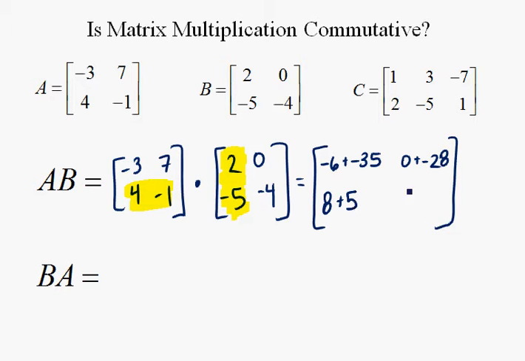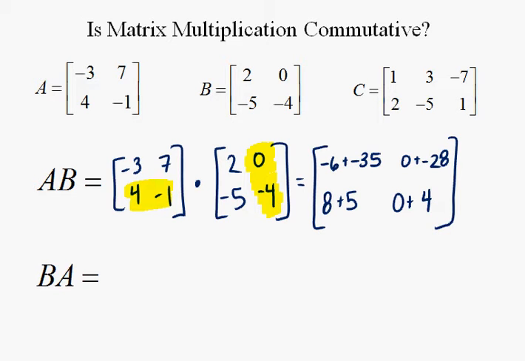And finally, to get my last entry, which is in the second row, second column, I need to take the second row of matrix A and multiply it by the second column of matrix B. I get 4 times 0 is 0. -1 times -4 is 4.